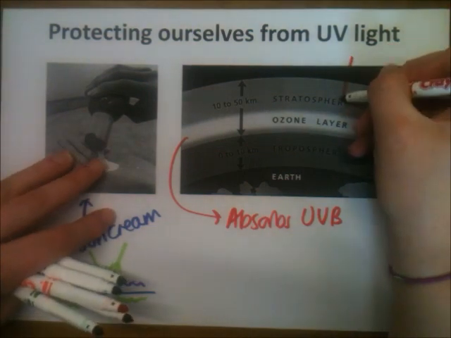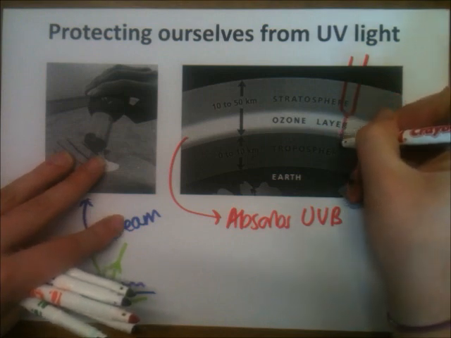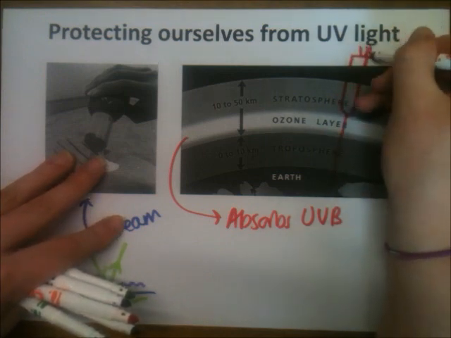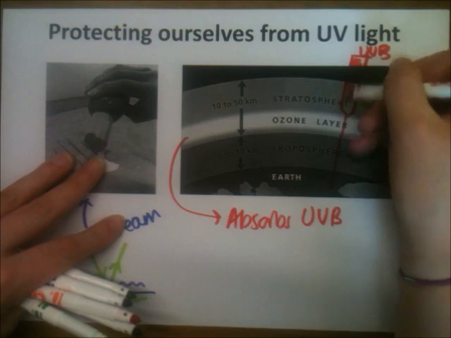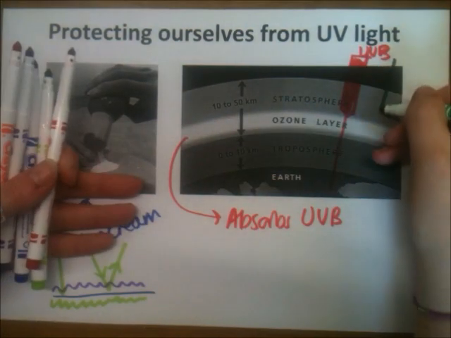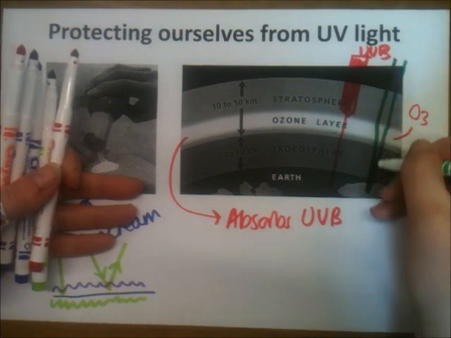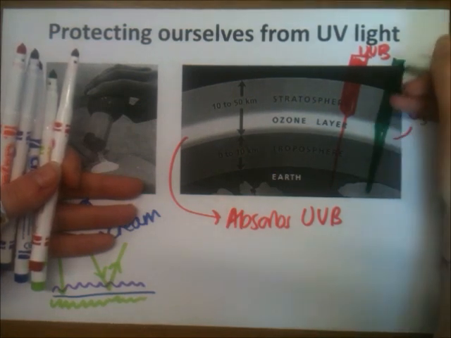So UVB going through, if I kind of draw a diagram, you'll get a little bit. So this will be UVB. So there's loads to start with, and then it's decreased by the ozone layer. UVA, it doesn't do as much for. So UVA, it's kind of, you know, a little bit decreased, but not much. There we go. So the ozone layer doesn't stop UVA.